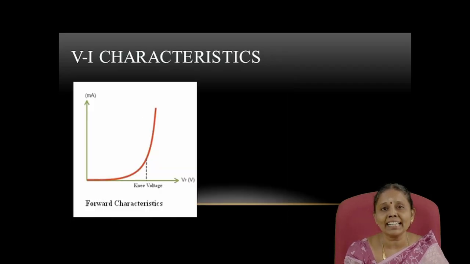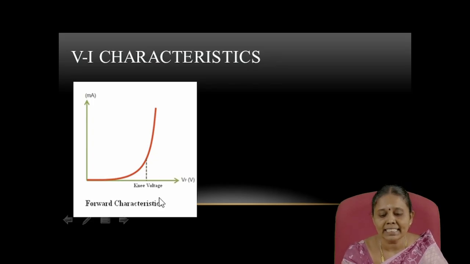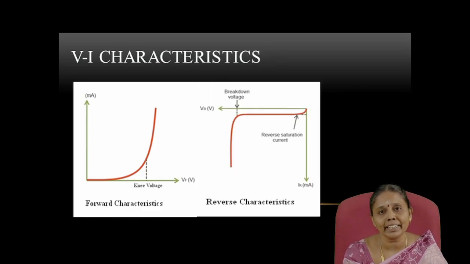Here is the forward characteristics curve, taking voltage along the x-axis and current along the y-axis. Here we see that if we increase the voltage, the current increases, but after a certain time, the voltage becomes constant. Such a voltage is referred to as the knee voltage of that particular diode or particular semiconducting material.